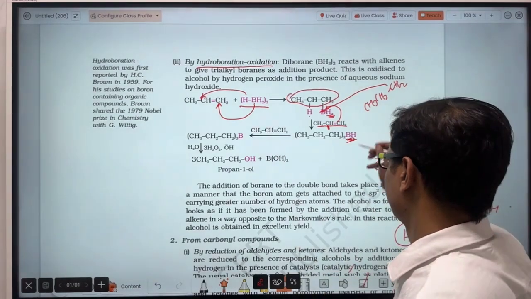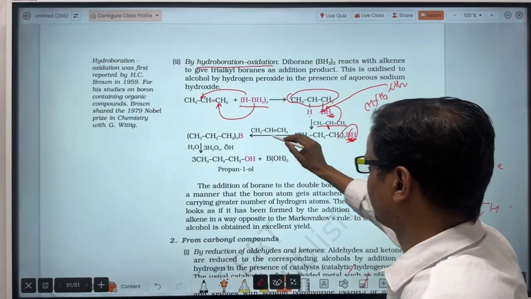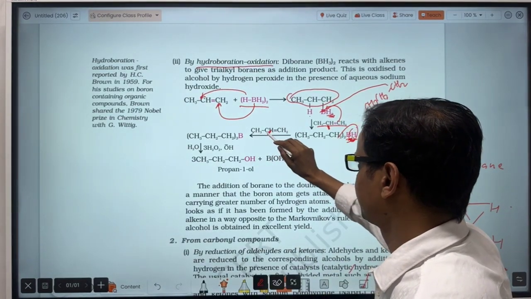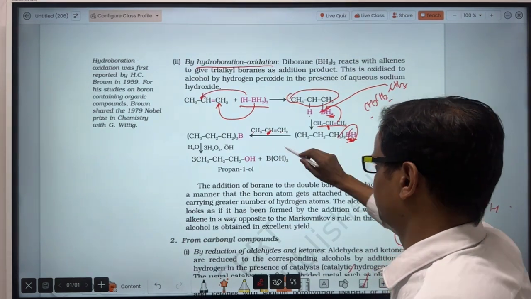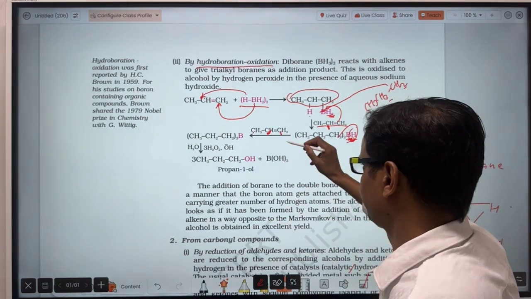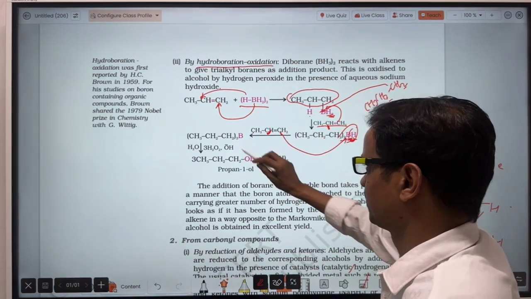Then again alkene will react. So this hydrogen will also go. This hydrogen will bond to this carbon. This will also become CH3, CH2, CH2, CH3, CH2, CH2. So the valency of this carbon atom becomes destabilized, so that will bond to this boron. So that forms.